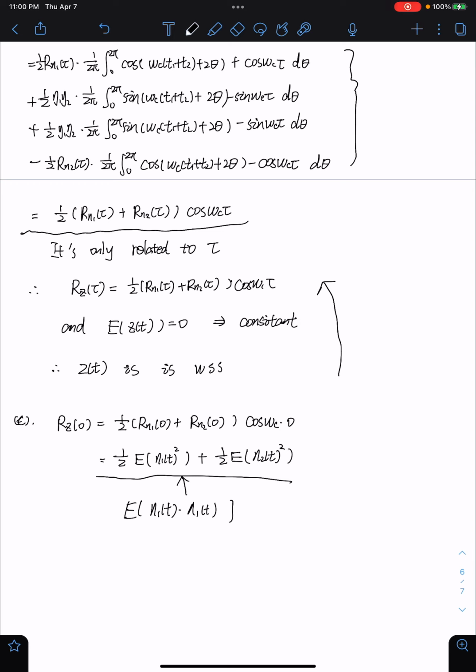So the autocorrelation of Z when tau equals 0 is 1/2 times the expectation of N1(t) squared plus 1/2 the expectation of N2 squared.